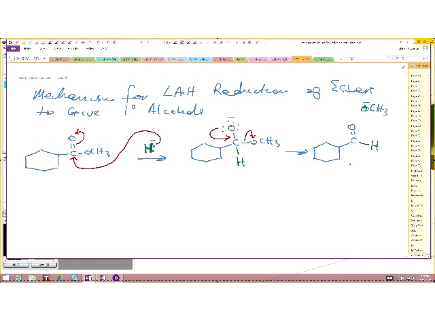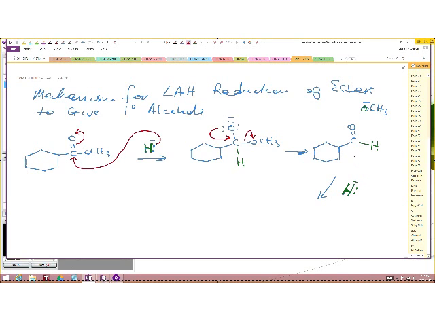Now, what have we done here? What is this intermediate that we formed? What class of compound is this? That's an aldehyde. And guess what? The aldehyde is very reactive towards lithium aluminum hydride. So what's going to happen now? Another hydride comes in, and that is how you get your primary alcohol, because the intermediate that you form is an aldehyde. In the case of reaction with an ester, the same thing happens with reaction with carboxylic acid.